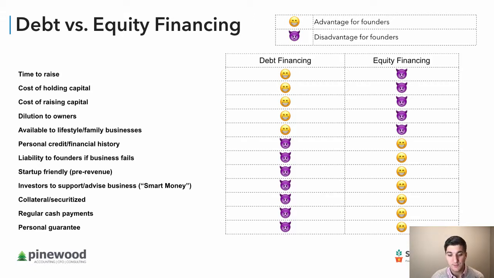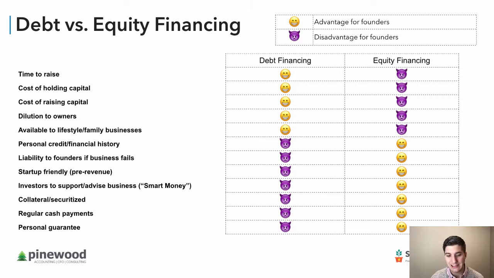Dilution to owners. Debt is very favorable. It does not dilute your business. If you have a straight debt deal like a loan, you will pay the loan back plus interest. It doesn't typically come with any component of equity or ownership in your business. Now, if you get into some of the more intricate debt instruments like convertible debt, like venture debt, they may come with some equity components to them, so just beware of that.